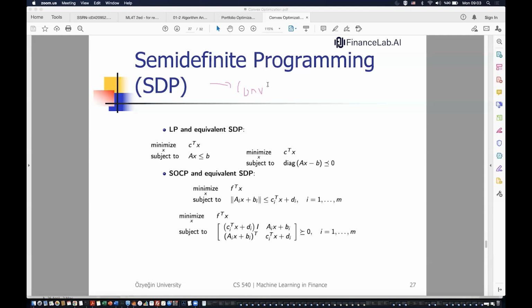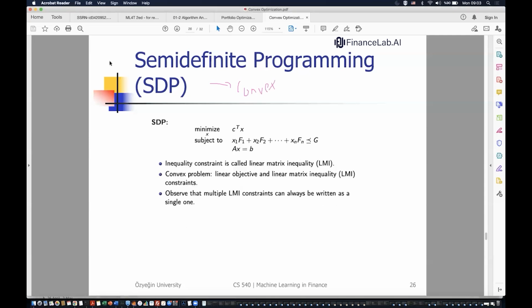And in the semi-definite programming class, we have matrix inequality constraints. In this case, the objective is again linear, we have this c transpose times x. However, instead of numbers, now the constraints are in the form of matrices. And this is called the linear matrix inequality, and the abbreviation is LMI.